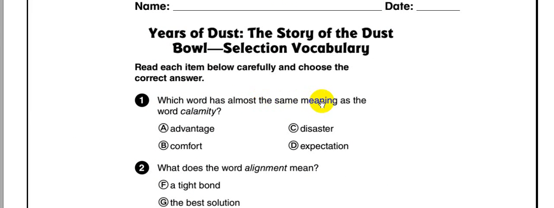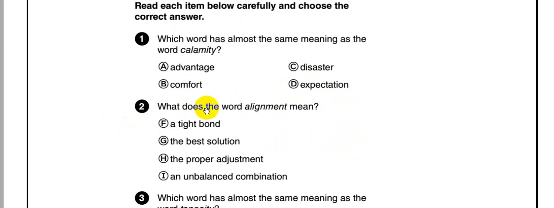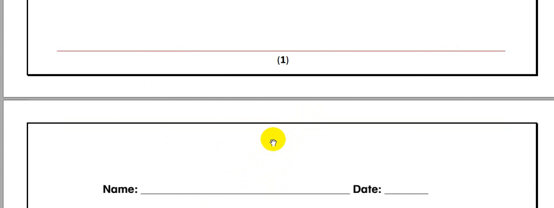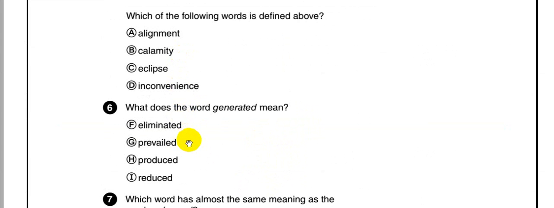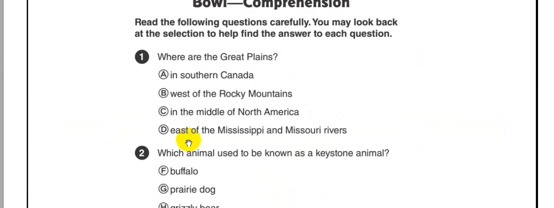Which word has almost the same meaning as the word calamity? Here they're asking for synonyms. So which one of these means calamity, which is a disaster? What does the word alignment mean? A tight bond, the best solution, the proper adjustment, an imbalanced combination. So it's going to be the proper adjustment. The same thing goes for the rest. You have A, B, C, D for each one of these questions.